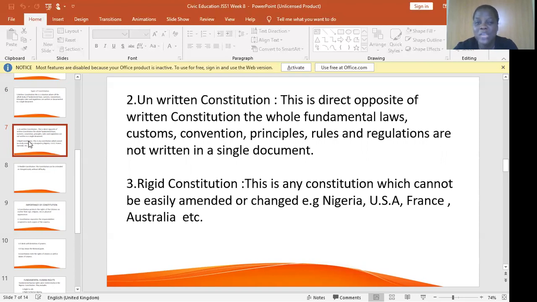You can't say because you are now the president of the country, once you are given power, all the laws that are rigid there, you can just change it all at once. No, a rigid constitution is not easily amended. Examples of those that carry rigid constitutions are Nigeria, USA, France, Australia, to mention but a few.